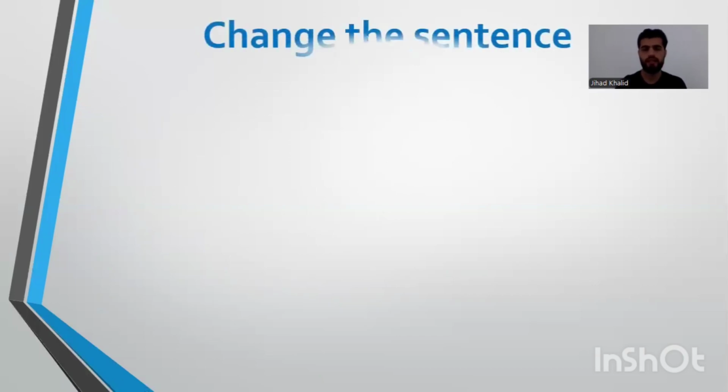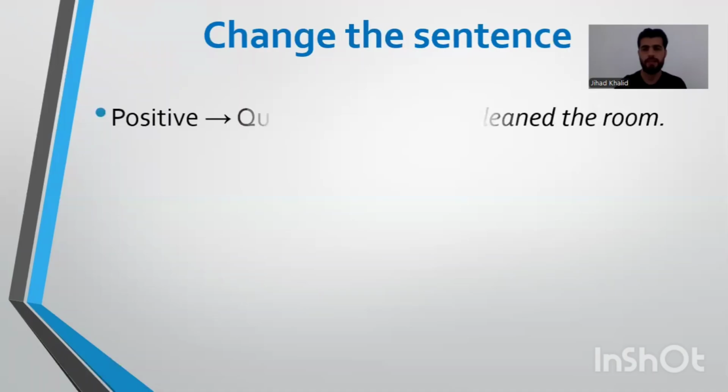Okay, then it says change the sentence positive to question. Okay, so it says they have cleaned the room. They have cleaned the room. Change it to question. Good. Have, we put have at the beginning of the sentence. Have they cleaned the room? Question mark.